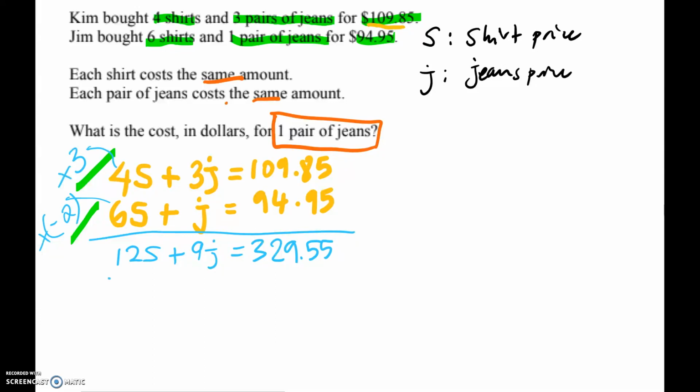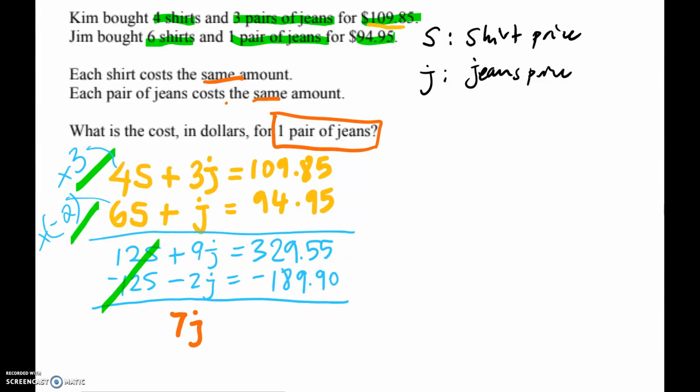So let me rewrite the second equation. Negative 2 times 6S is negative 12S. Negative 2 times J is negative 2J. And negative 2 times 94.95 is negative $189.90. When you add them vertically, you just create a 0 here. 12S and negative 12S is going to be a 0. What is left? You have 7J here.